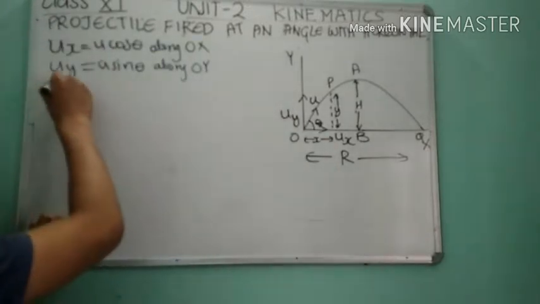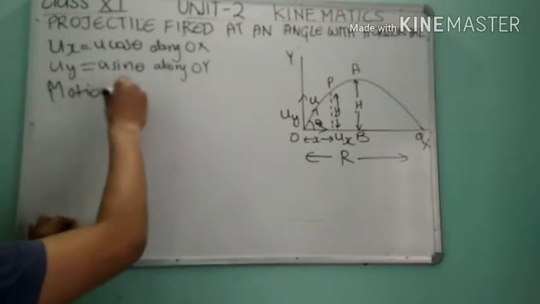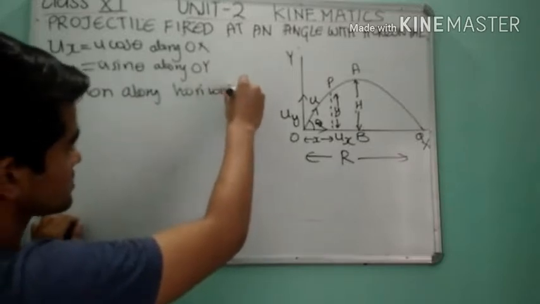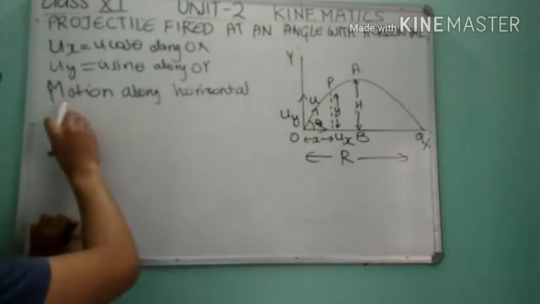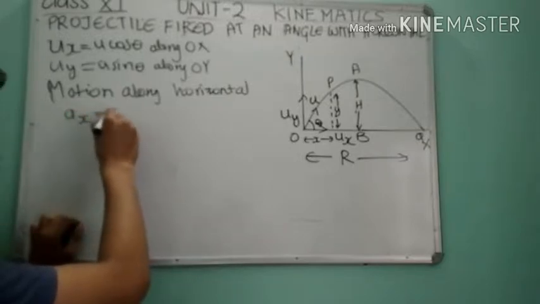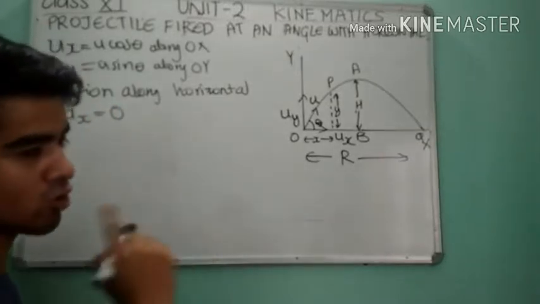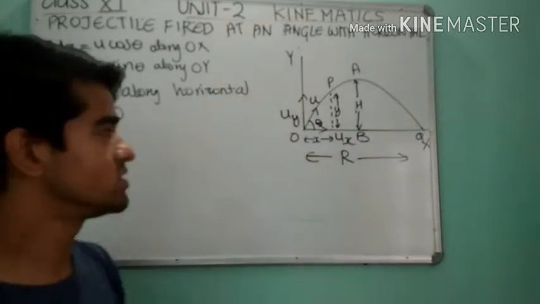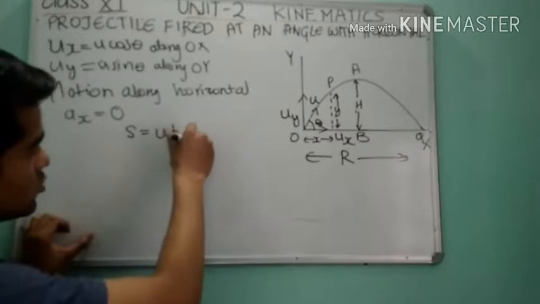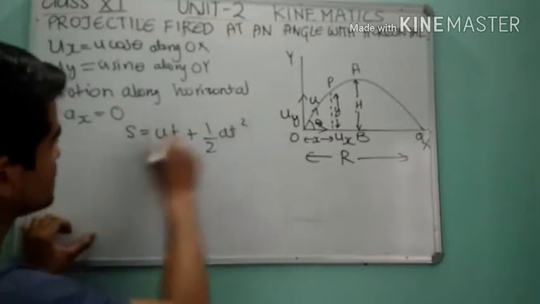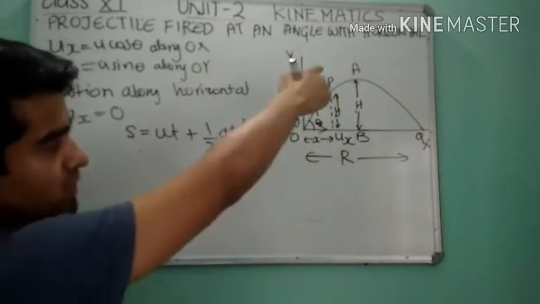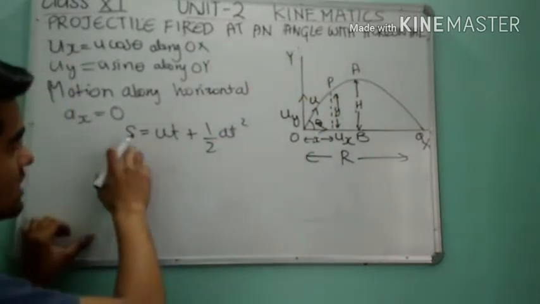Now, motion along horizontal. For this, we have the acceleration ax is 0 because it is at constant velocity, ignoring the air resistance. So, from the second equation of motion, s is equal to ut plus half at square. Here s is x at point P. We'll consider point P, which is at time t.